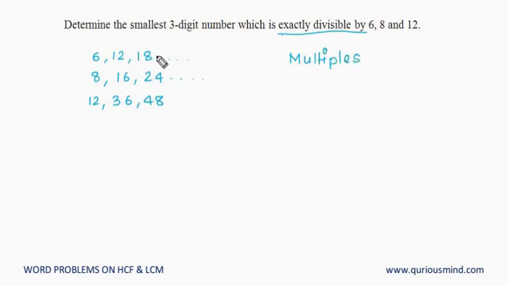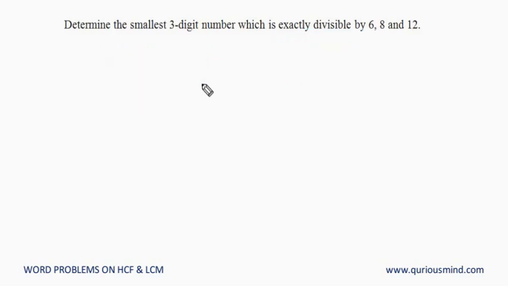We want that number to be divisible by 6, divisible by 8, and divisible by 12 also. So it should be divisible by all of them, which means we are looking at common multiples. So what we'll do is first find the LCM, least common multiple, of 6, 8 and 12.